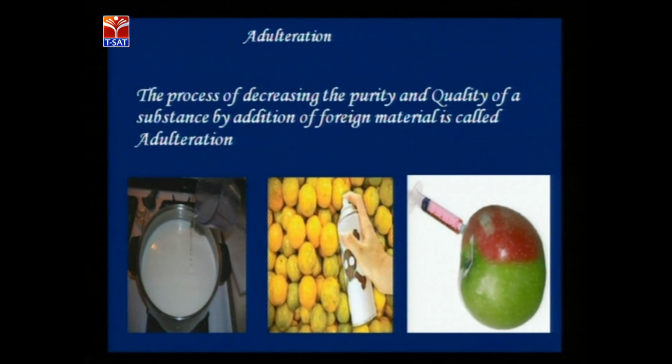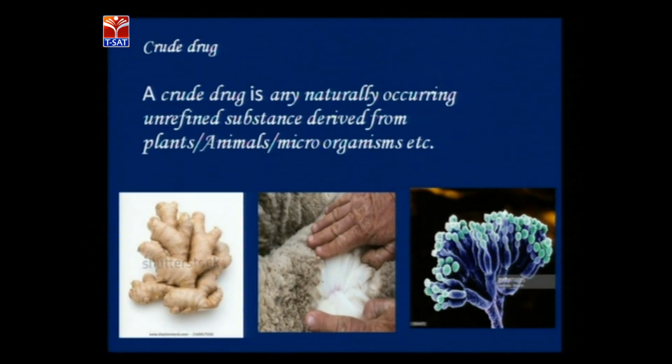Then what is a crude drug? Okay friends, let me explain. See the slide. A crude drug is any naturally occurring unrefined substance derived from plants, animals or microorganisms. Simply we can say that a substance without any processing is called a crude drug.